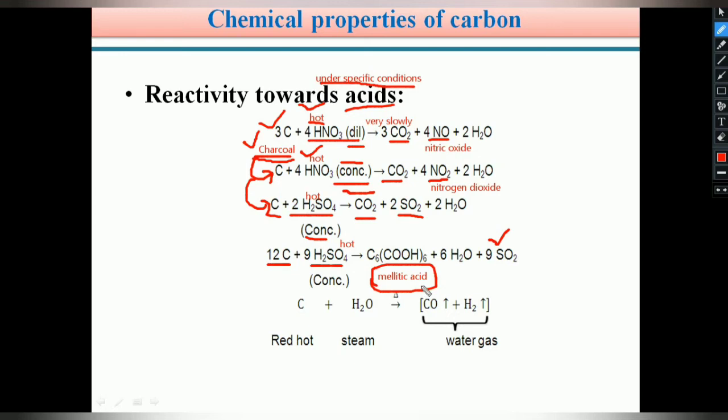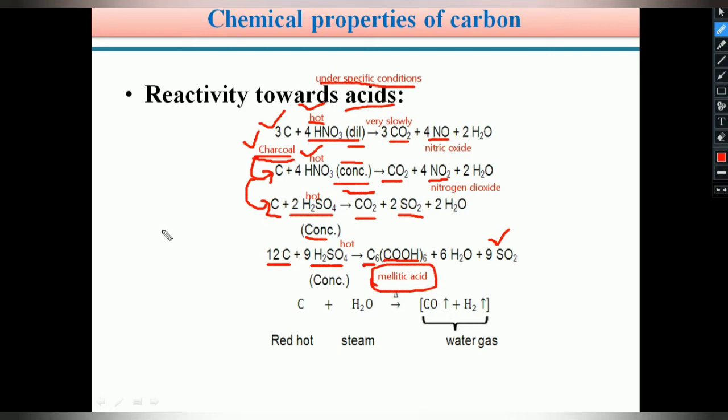Mellitic acid is very simple, students. We know benzene very well. The molecular formula of benzene is C6H6. Similarly, the mellitic acid formula is C6, where in place of 6 hydrogens, 6 COOH groups are present. That is known as mellitic acid.